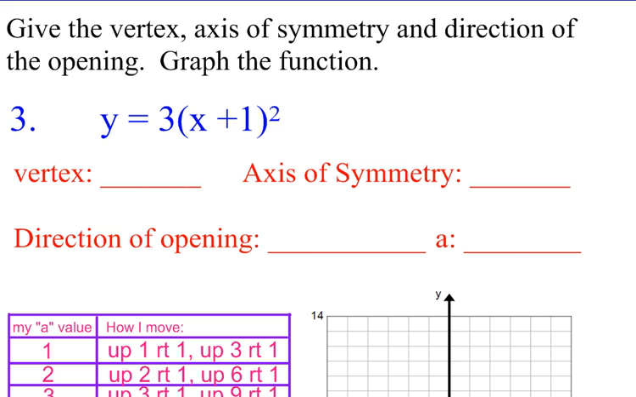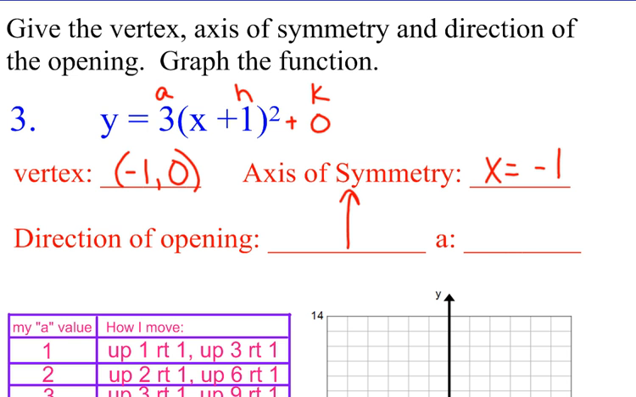Last one we're going to do for this, y equals 3 times the quantity x plus 1 squared. Here's my a, here's my h, and I have no k. So think of it as them adding a plus 0. My vertex then would be (negative 1, 0), which makes my axis of symmetry x equals negative 1. My parabola opens up because my a value is positive 3.